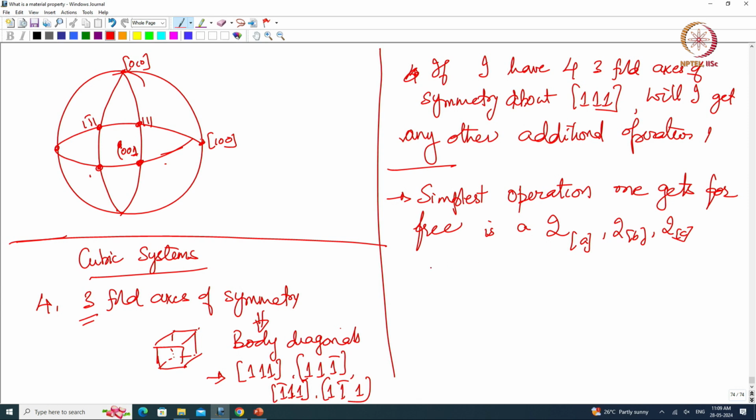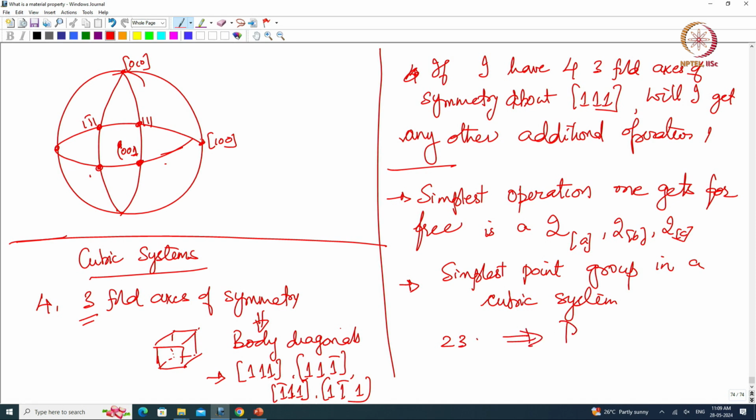So, then the simplest point group in a cubic system becomes 2 3, right. So, in 2 3 I do not have a 4-fold axis of symmetry, there is no 4-fold axis of symmetry. So, the simplest operation one gets for free is a twofold, either about A or B or C.